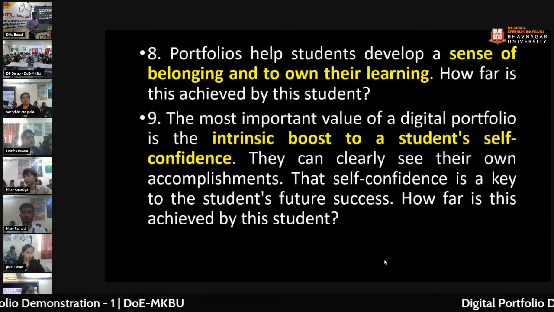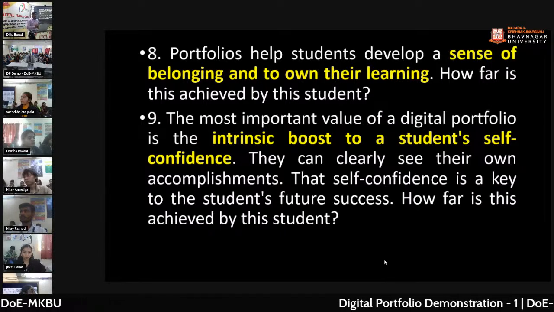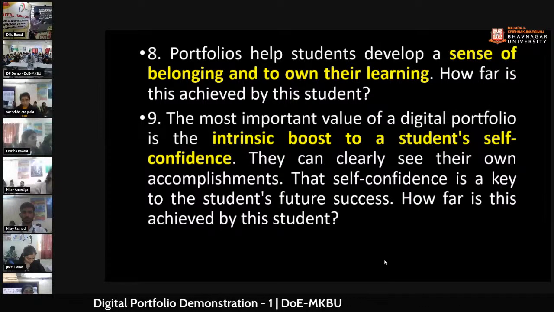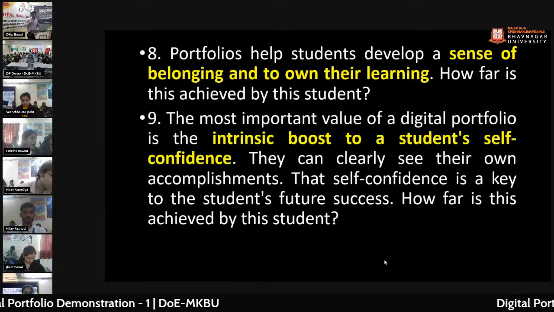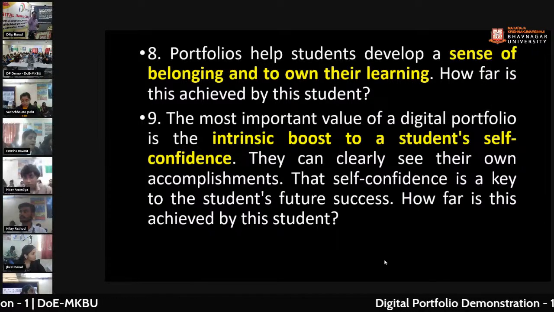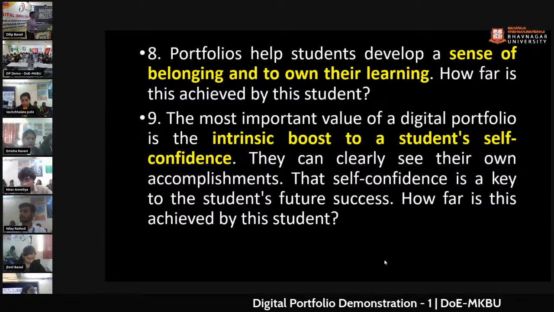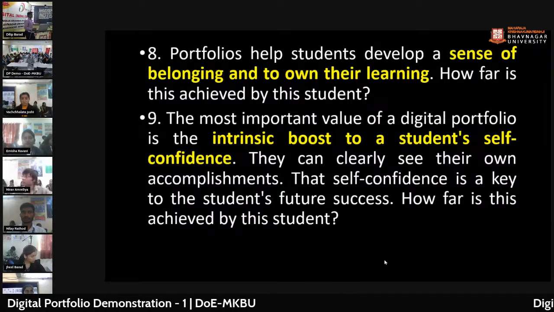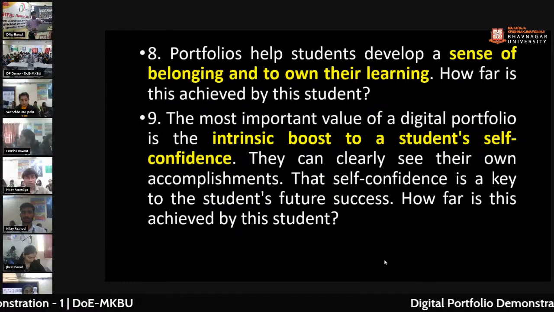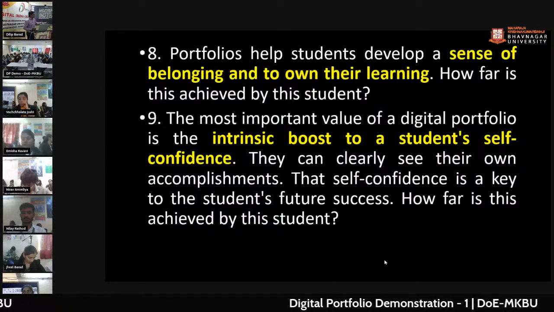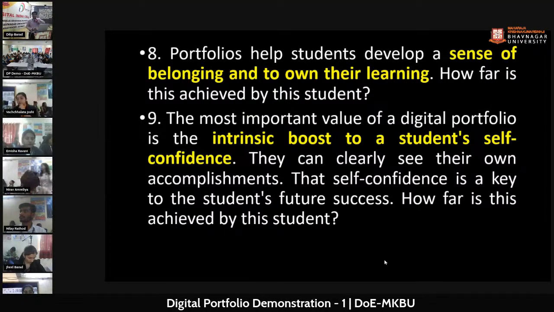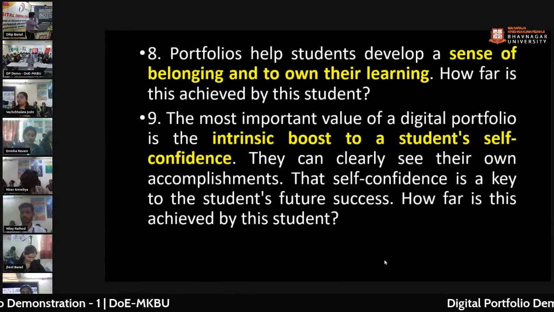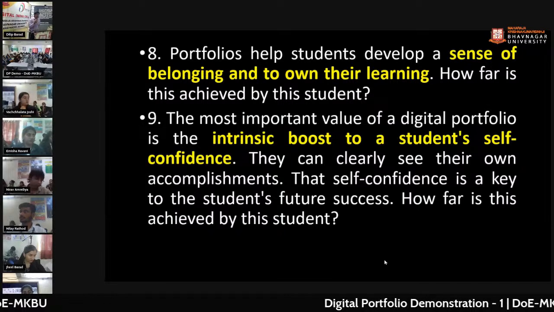A very important point is that portfolios help students develop a sense of belonging and to own their learning. This is what people say, that when people work with a digital portfolio, students start owning their learning. They are very proud of their learning, their digital portfolios, their videos and everything. But whether this happens or not, first you have to ask yourself. Are you proud of the activities that you have done? Do you like to flaunt it again and again to people, saying this is what I have done? So whether that happens or not, you can see.